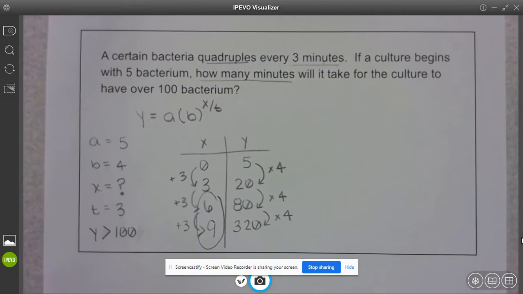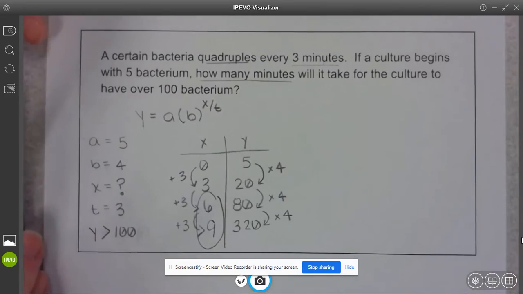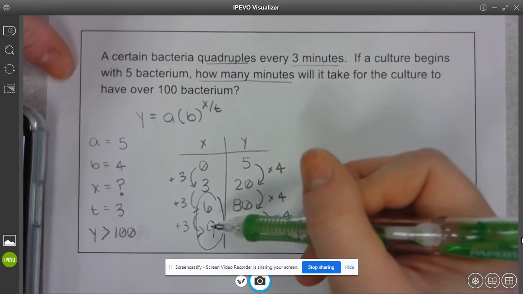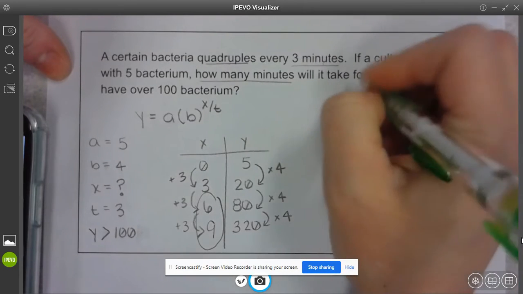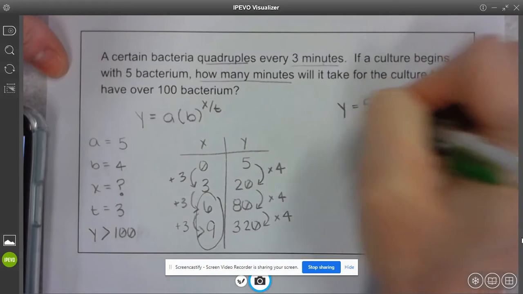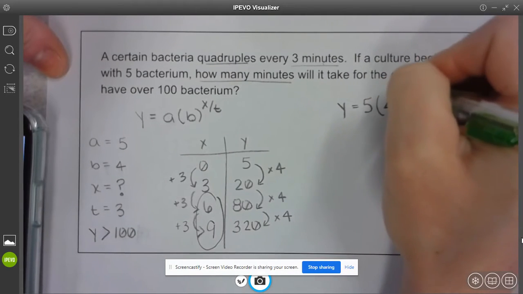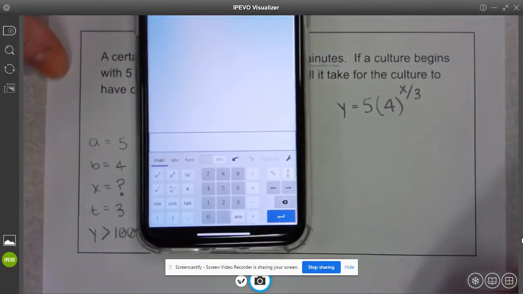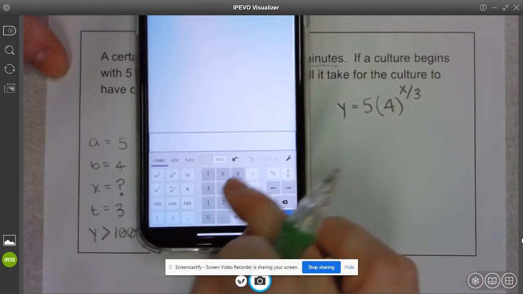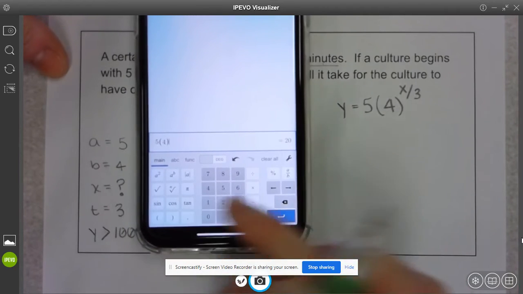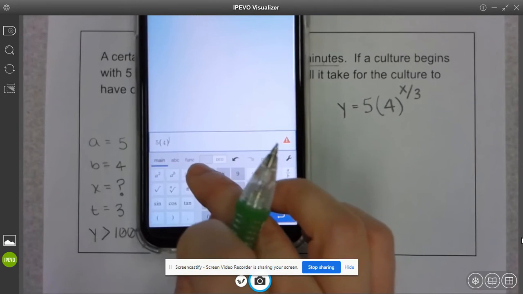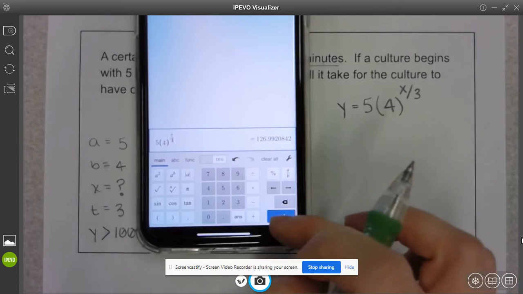So what I'm going to do is actually take my calculator and use it with other X values between 6 and 9. And I'm going to look at 5 times 4 to the power of X over 3. So I know what it is for 6 minutes. So 5 times 4. So in my exponent, I'm going to do 7 divided by 3.